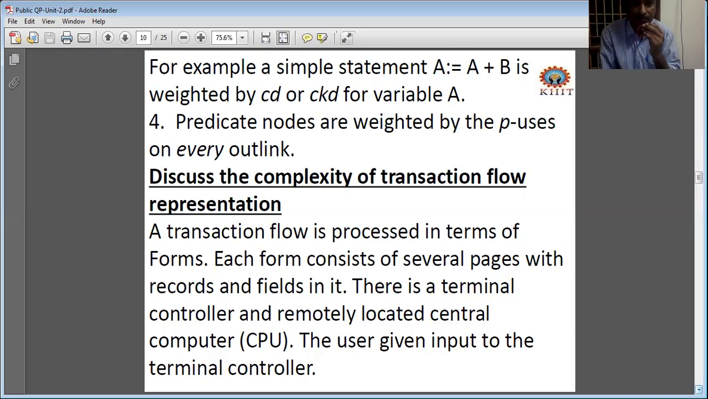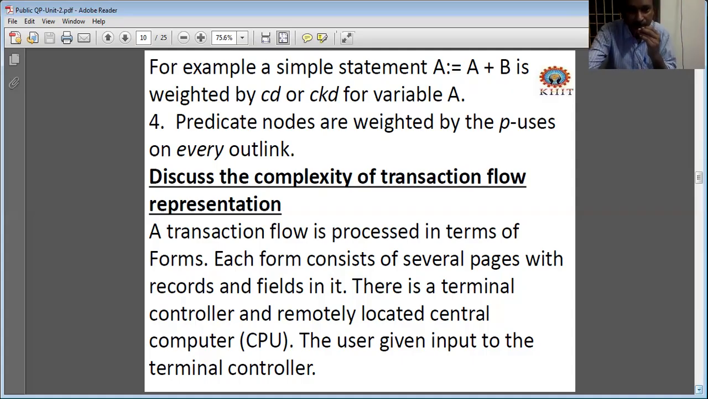A transaction flow is processed in terms of forms. Each form consists of several pages with records and fields in it. There is a terminal controller and a remotely located central computer (CPU). First, we see the transaction flow representation, then we see what the complexity in transaction flows actually is.